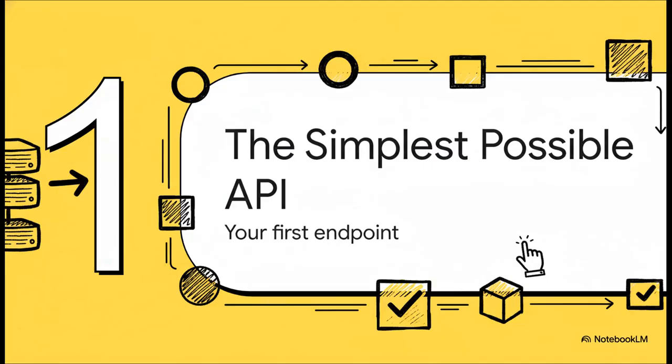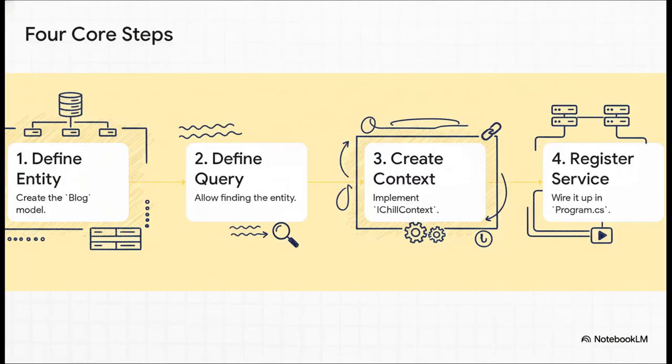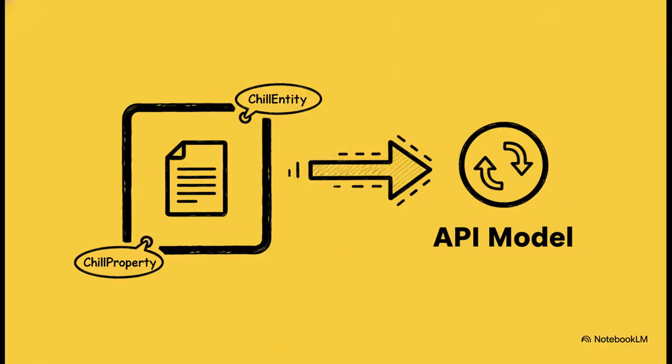First things first, the whole point here is to see just how fast we can get a real working endpoint up and running. No bells and whistles just yet. We just want to see the core idea of ChillSharp in action. And believe it or not, it really boils down to just these 4 steps. We define our data, right? What it looks like. We define how to find that data. We tell the system where it all lives. And then we just wire it all up. That's it. Simple.